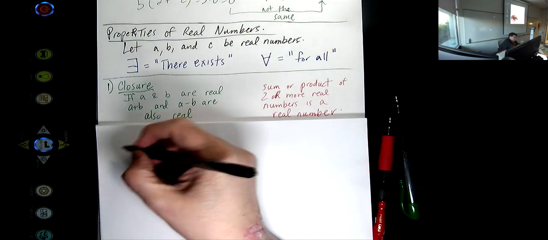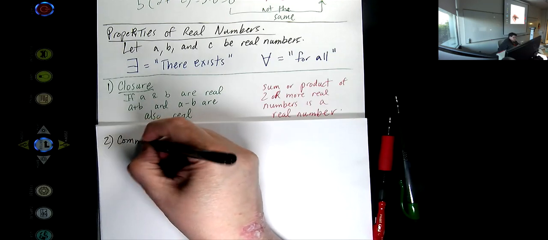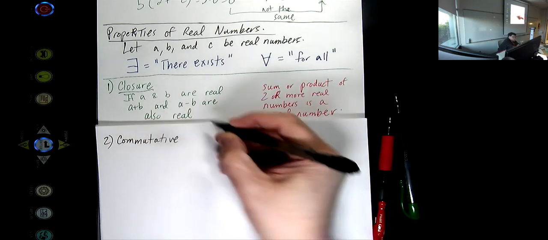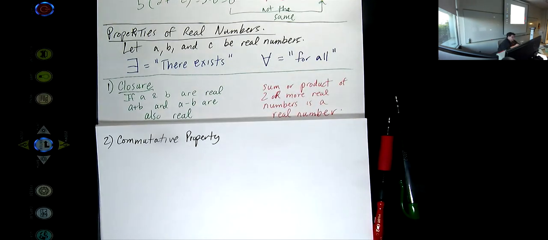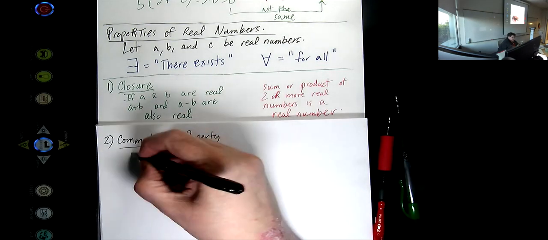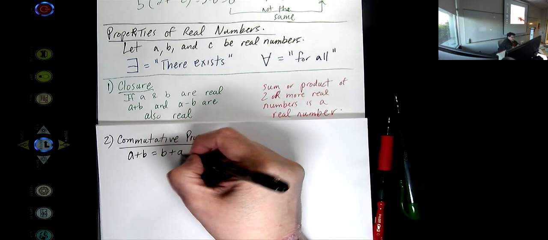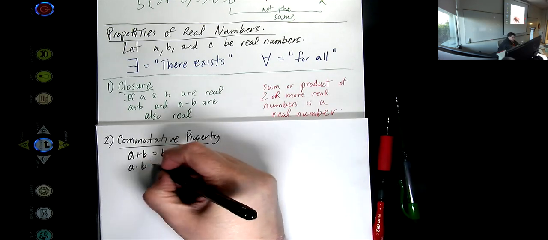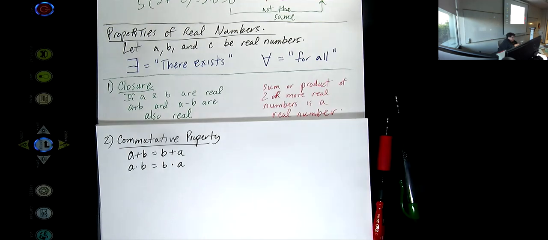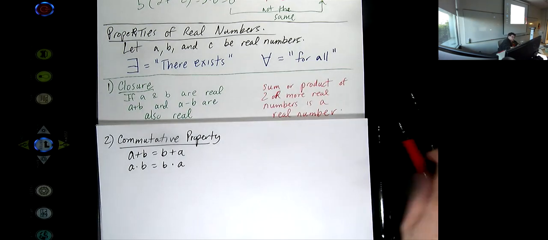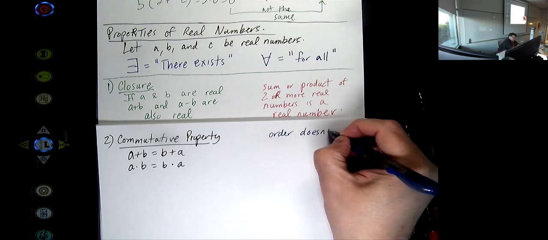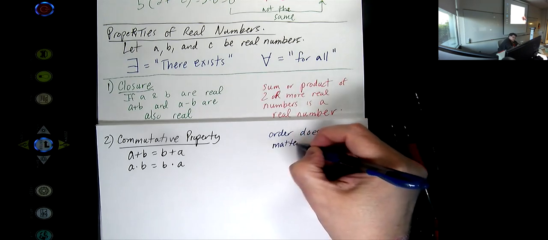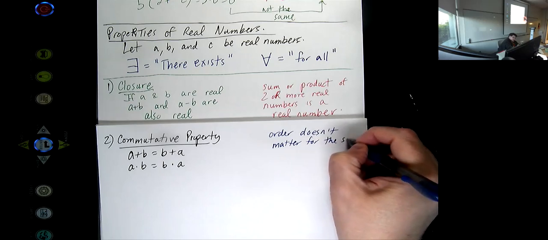The commutative property. Maybe I'll just stop writing the word property and just list what they are. A plus B equals B plus A. A times B equals B times A. Order doesn't matter for the sum or product of real numbers.